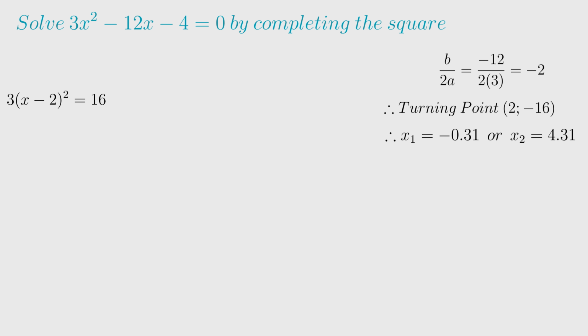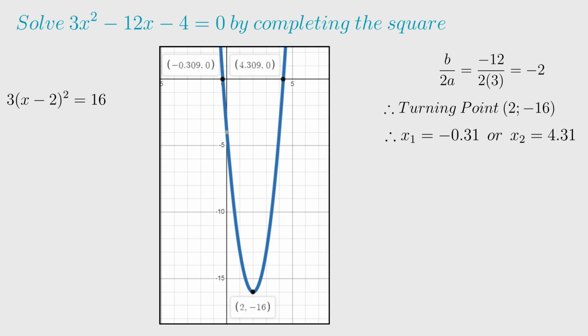Because you have your x-axis intercepts and your turning point, you can graph the expression 3x squared negative 12x negative 4. Because the coefficient of x squared is positive, your graph's turning point will be its lowest value.